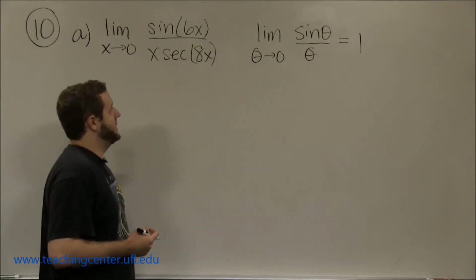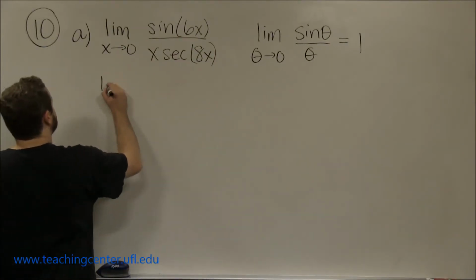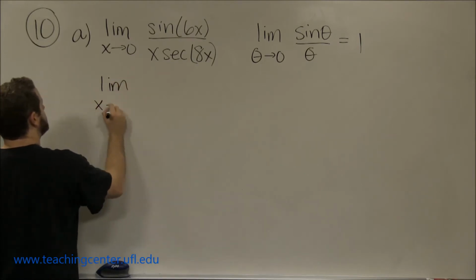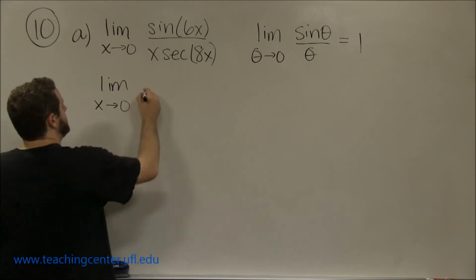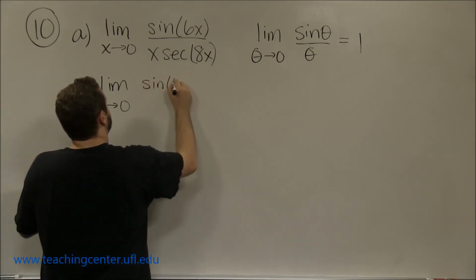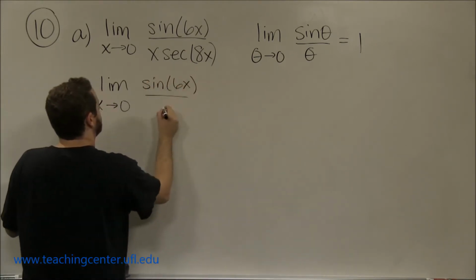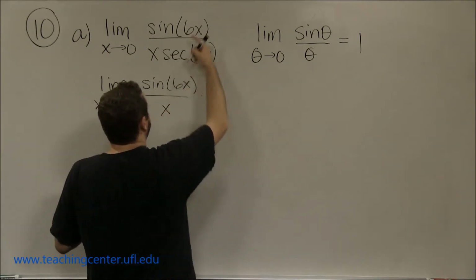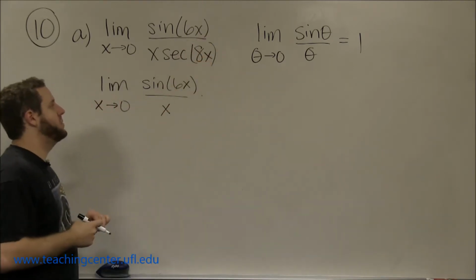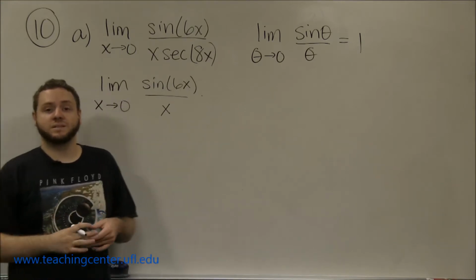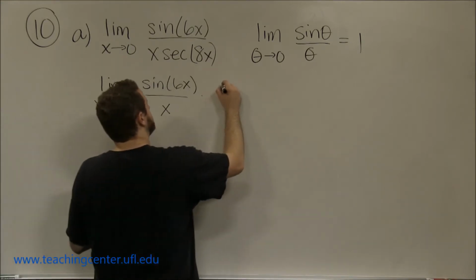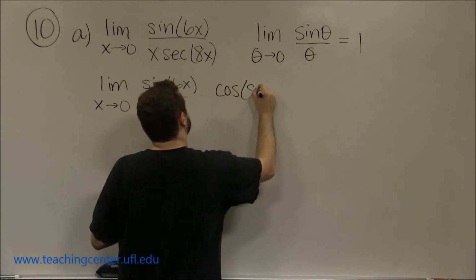So we kind of have that here. What I'm going to do first is break this into two pieces. So we have the limit of a product of two things, sine of 6x divided by x, and 1 over secant of 8x. But remember that 1 over secant is just cosine, because cosine and secant are reciprocals. So this is just multiplying by cosine of 8x.